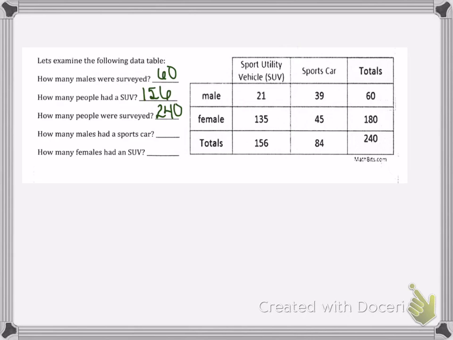And for how many males had a sports car, now we've got 2 different things going on. We want to look at the male row and sports car column. So that's going to be this section of our two-way table. That's going to be 39 individuals. And again, when we look at females having an SUV, that's looking at 2 different things here. We're looking at the female row and the SUV column. So we're looking at this value here, so 135.